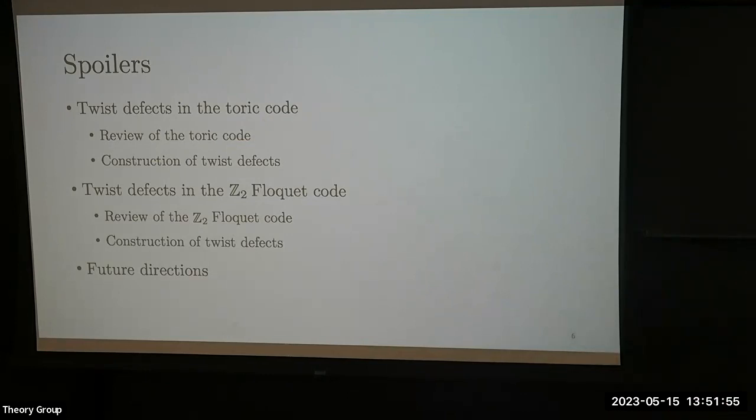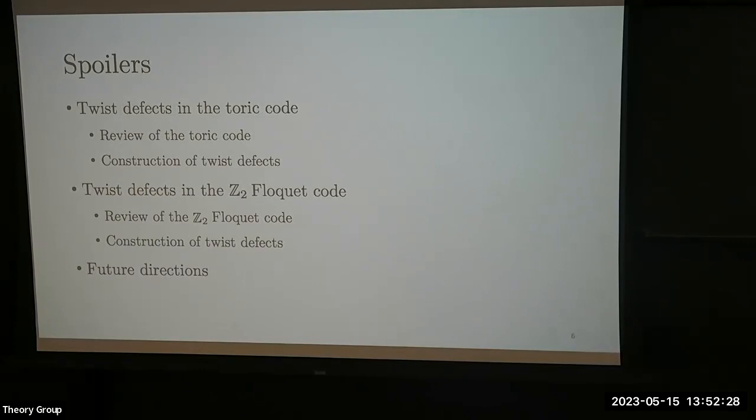So ultimately, I'd like to discuss twist defects in the Z2 Floquet code. This is a particular example of a Floquet code. Twist defects first showed up in the context of the toric code. So I'll start by introducing twist defects in the toric code. That will entail reviewing some of the basics of the toric code and describing how to actually construct twist defects in those codes. Then I'll move on to the Z2 Floquet code and our construction of twist defects. I'll conclude by going over some work in progress and future directions.